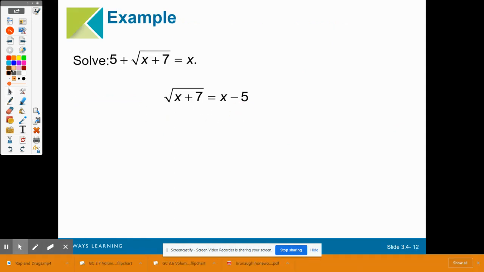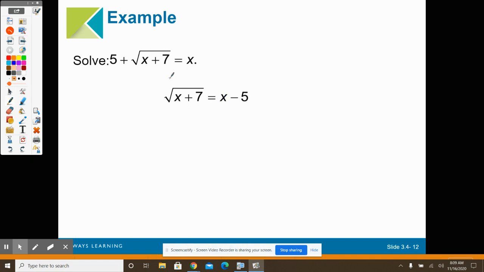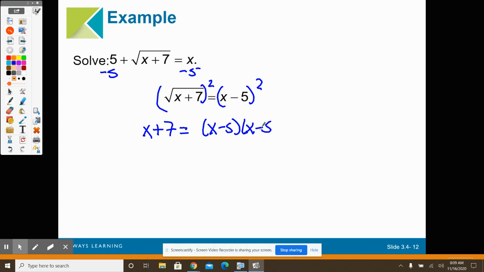How about this one? All right, what do I do here? Well, you isolate the radical, which I already kind of did for you by subtracting 5. Now we square both sides, and when you square both sides, you're going to have to FOIL. So those would cancel. That's x plus 7. This is going to be the same thing as x minus 5 times x minus 5. We've seen this a million times, so don't make that mistake. That's x plus 7 is x squared minus 10x plus 25.